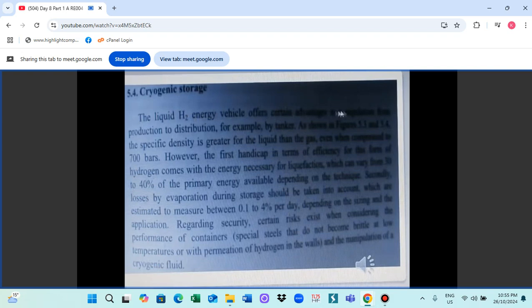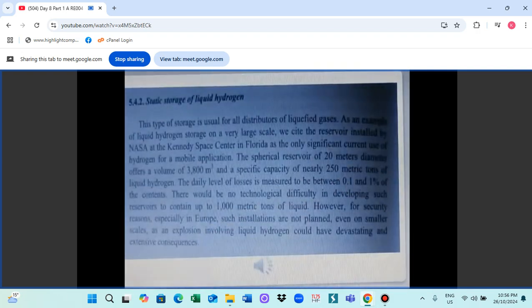And this is for the liquefied hydrogen system. This is for the static storage of liquid hydrogen. When you are using hydrogen, the hydrogen has to be liquefied. So this is a typical case.